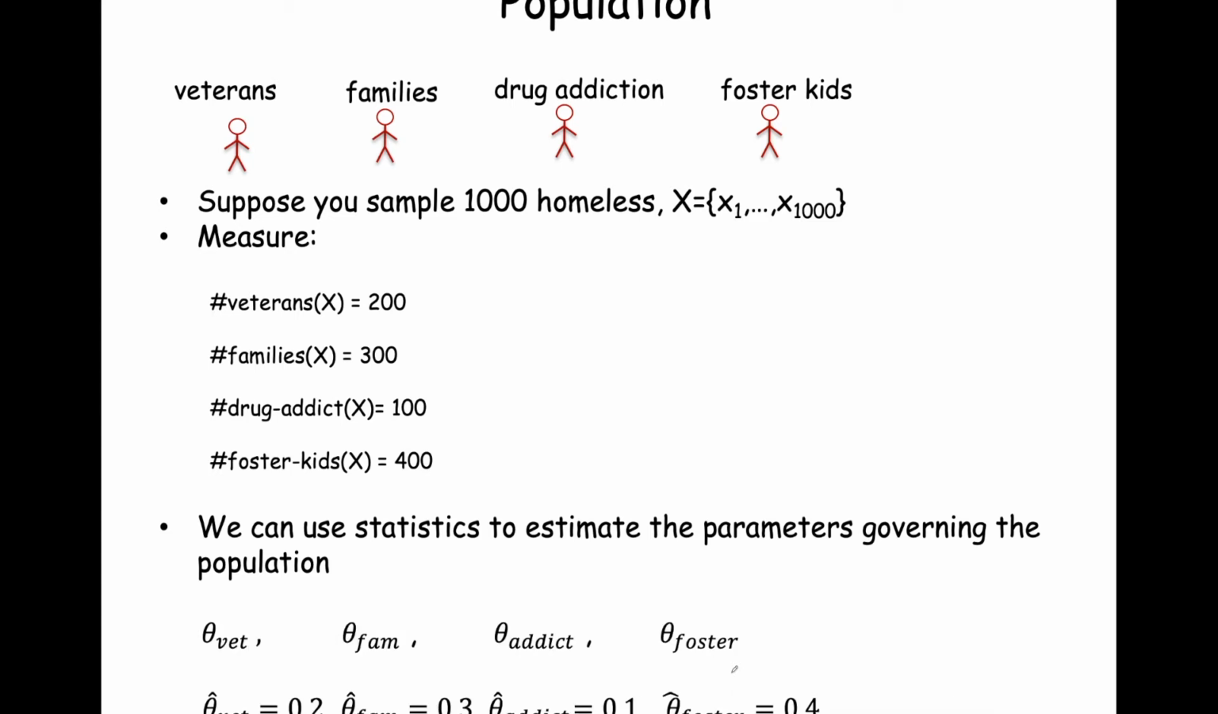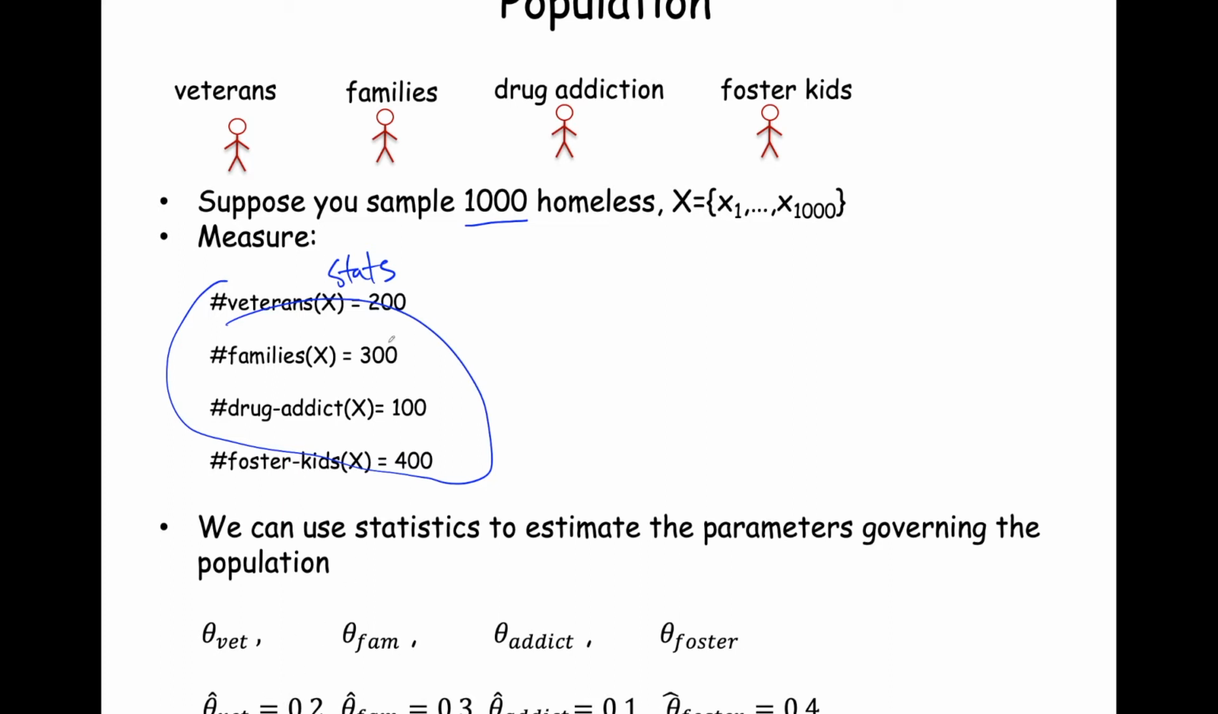So suppose you had ground truth, the proportion of the homeless population, the population parameter: theta vet, the proportion of veterans, theta family for families, theta addict for those who struggle with drug addiction, and theta foster, the aged out foster children. So then, by this scheme, we sample 1,000 individuals, we compute our statistics, and then we use these stats to compute these proportions, these theta hats, from the samples.